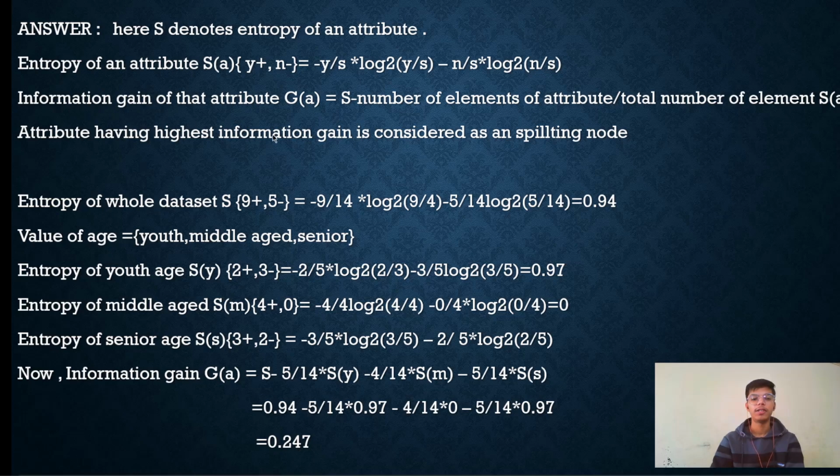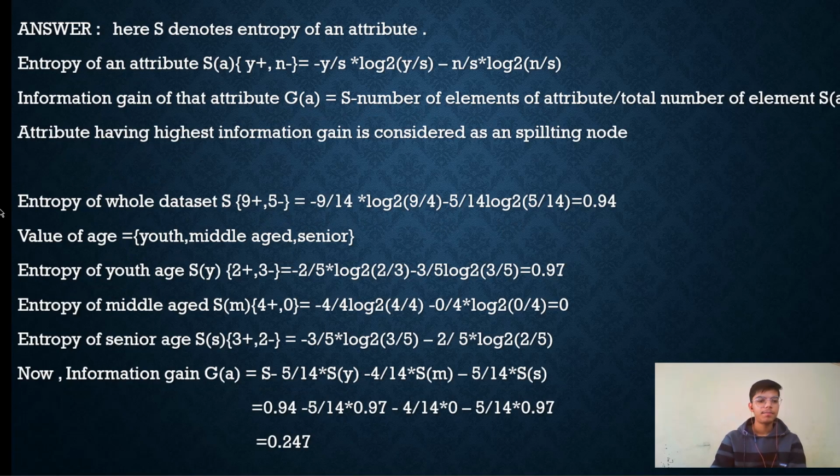Now for finding information gain, we subtract from the entropy of the whole data set the number of elements of the attribute value divided by the total number of elements. That means the contribution of that particular element in the total number of elements, which is then multiplied by the entropy of that attribute. The attribute having the highest information gain is considered as the splitting node.